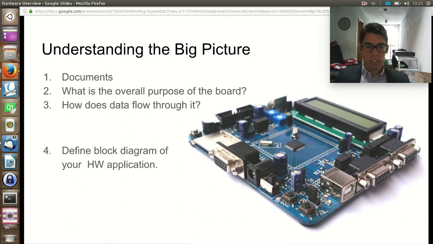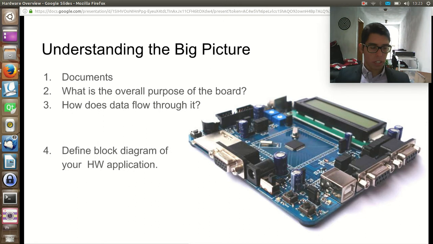Whenever you receive a new board, you should take some time to read the main documentation provided with it, and answer some basic questions. As an example, what's the overall purpose of the board: is it related to rendering images, audio processing, I don't know. The second one is how data flows through it, and this might be easy to answer if you have a diagram or an image of the whole board.